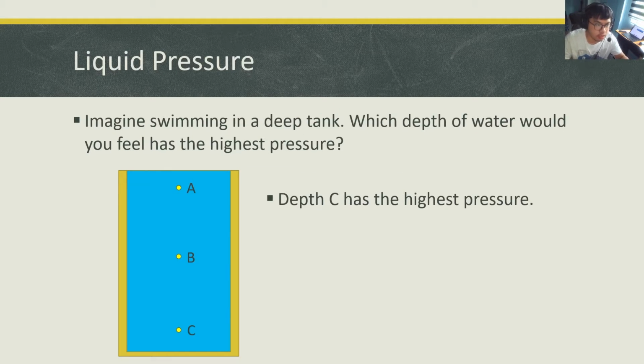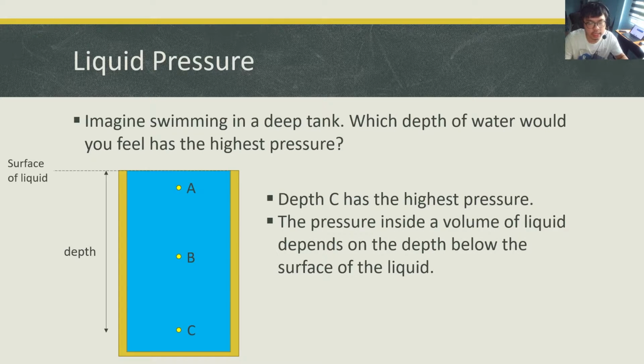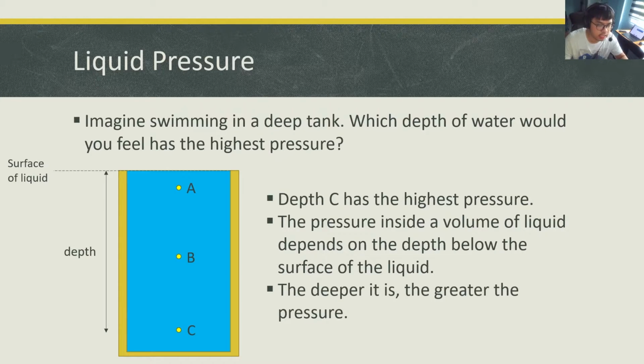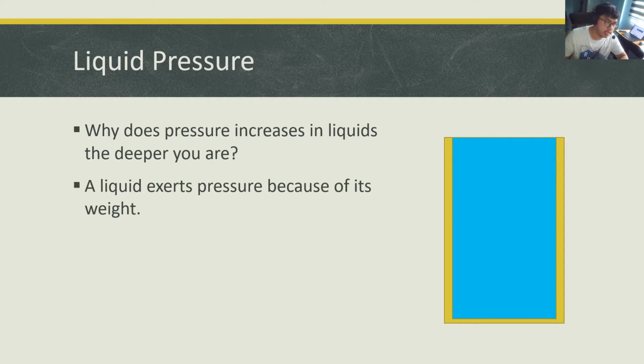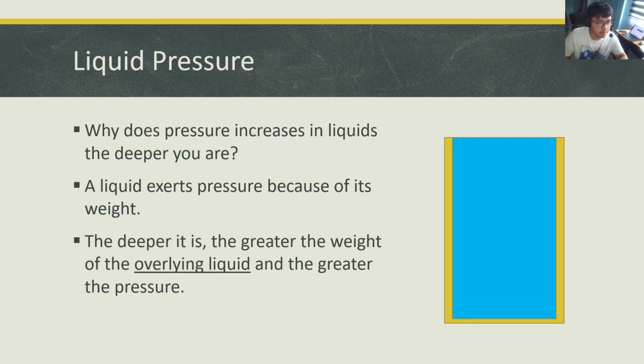So, going back to this tank again, at which point is the pressure the highest? Depth C has the highest pressure. The pressure inside a volume of a liquid depends on the depth below the surface of the liquid. So the deeper it is, the greater the pressure. So why does the pressure increase in liquids the deeper you go? This is because a liquid exerts pressure due to its weight. So the deeper it is, the greater the weight of the overlying liquid and the greater the pressure.